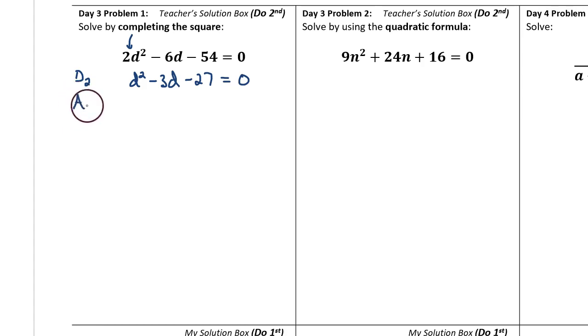Next, let's add the 27 to the right side. d squared minus 3d equals 27. Notice I'm leaving a blank spot in here. Now what number do we need to put in the blank spot?